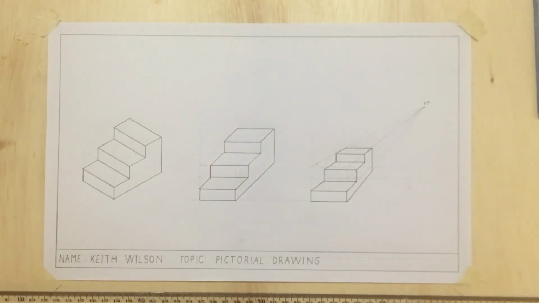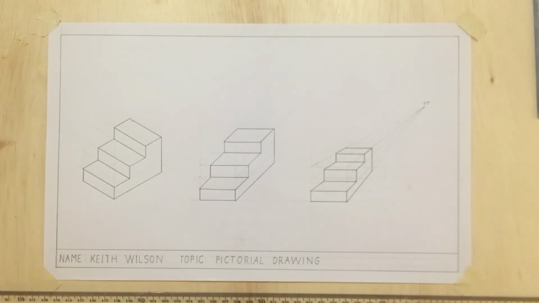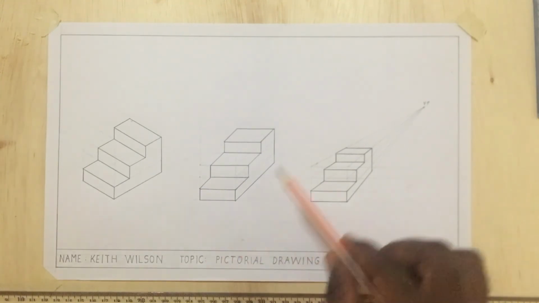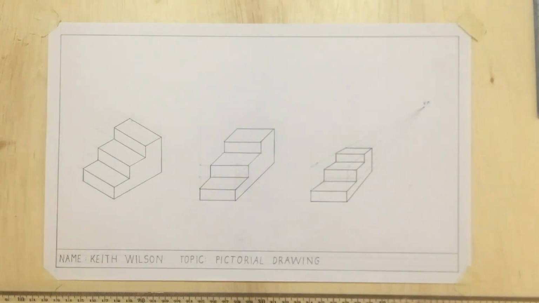The isometric drawings slope in both directions, while the oblique drawing slopes in only one direction. This drawing could have been flipped to slope the other way, right? So it doesn't matter the direction of the slope.